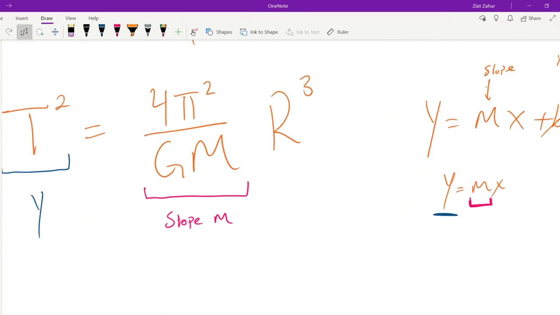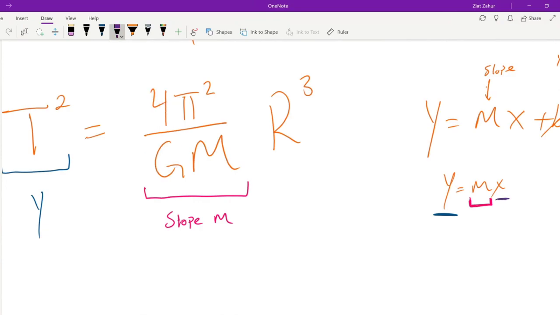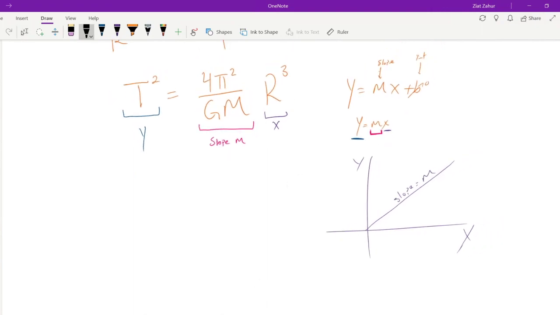So that means that my independent variable r cubed is my x. So let me use a different color. I'll use purple. So x is the r cubed. So if I were to graph y and x, and I get a linear line, whoa, the slope here is m. I can do the same thing by graphing T squared versus r cubed.